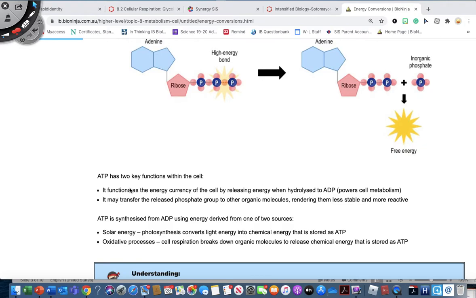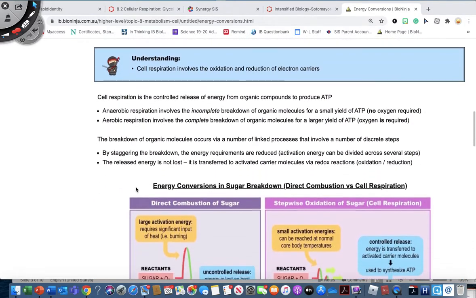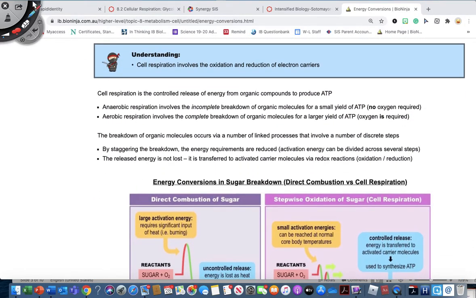All right, continuing. So the essential understanding here is that cell respiration involves the oxidation and reduction of electron carriers. So this essential understanding is packed with information. So we first have to understand what oxidation is, what reduction is, and what electron carriers are. So there's a lot of information there. So we're going to break that apart in just a moment.